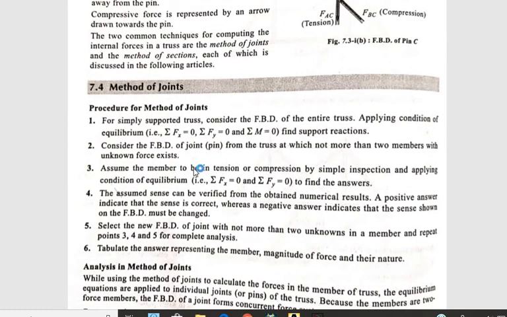Now we are going to discuss the different methods available to analyze the truss. Basically there are three methods. First is the method of joints, second is the method of sections, third is the graphical method.